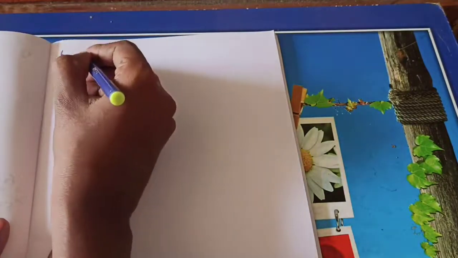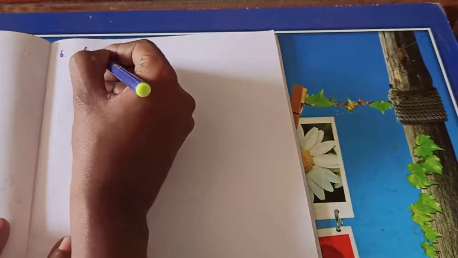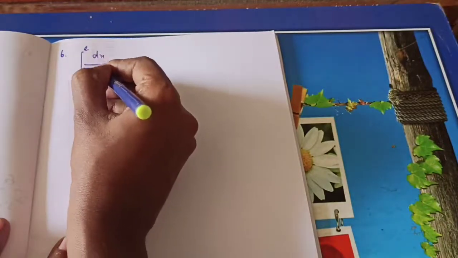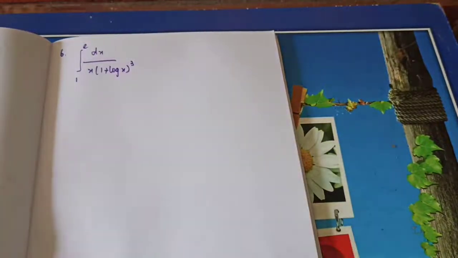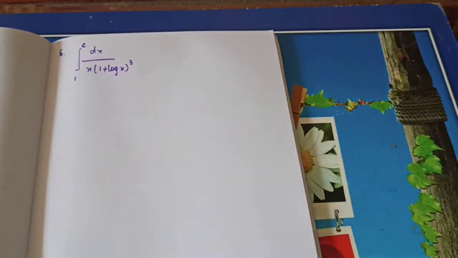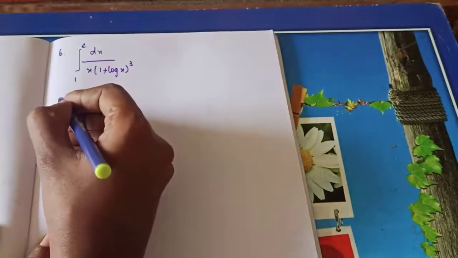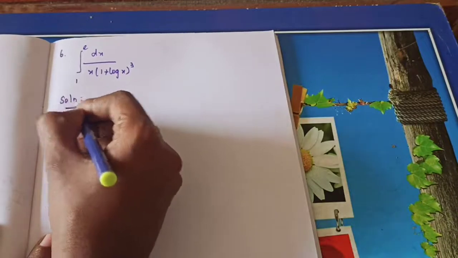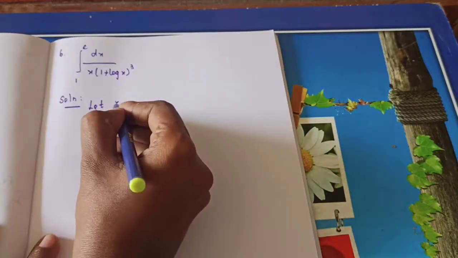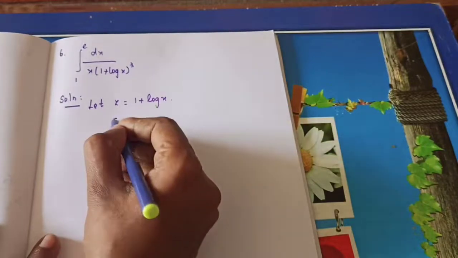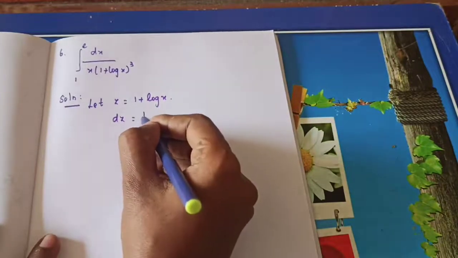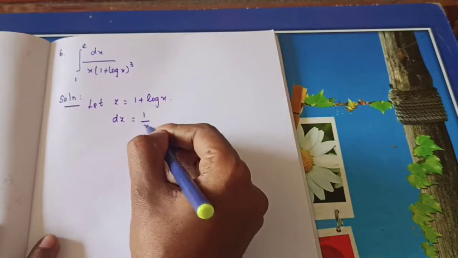Problem number 6. Integral of 1 to e dx by x into 1 plus log x the whole cube. So here also we will use the same substitution. Solution. Let z is equal to 1 plus log x. Okay. So dz, what's the value you will get? 1 by x dx.